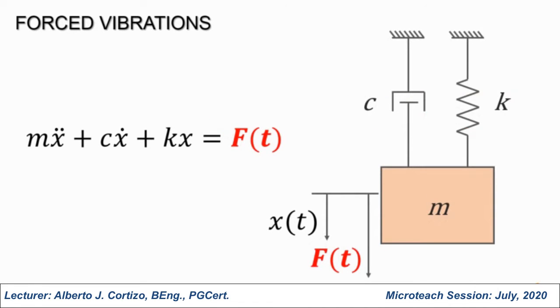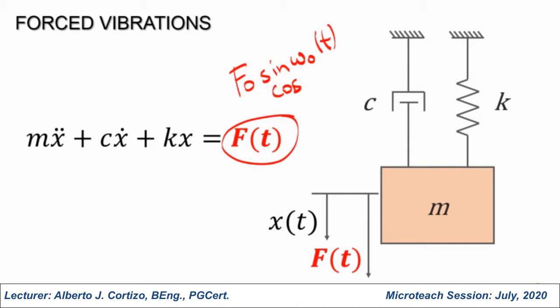On the other hand, if the system is receiving an external force, this is no longer a free vibrational system. So we are facing a forced vibrational system. In many cases, this can be a cyclic force based on a sine or cosine function, such as f0 sine of the frequency times time, or even cosine.